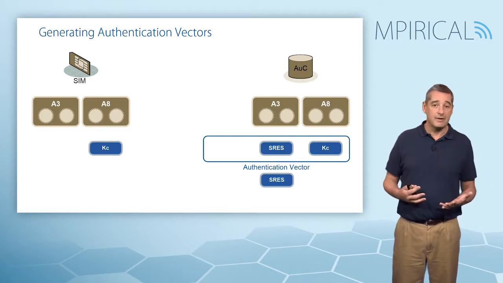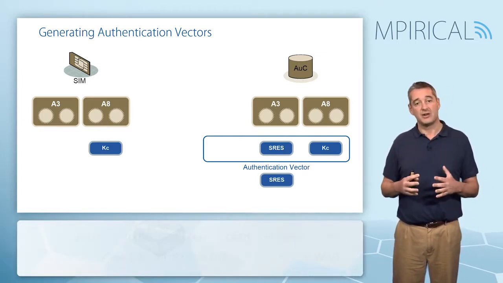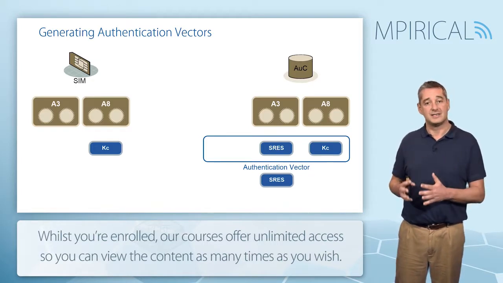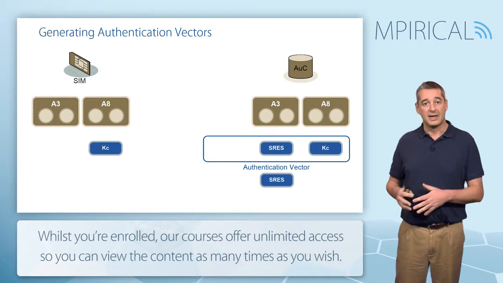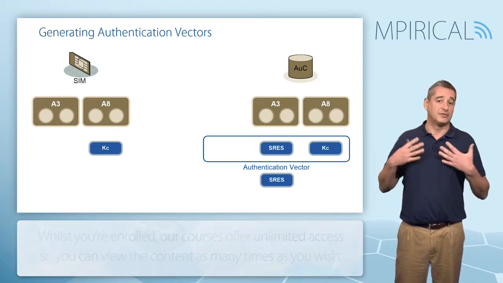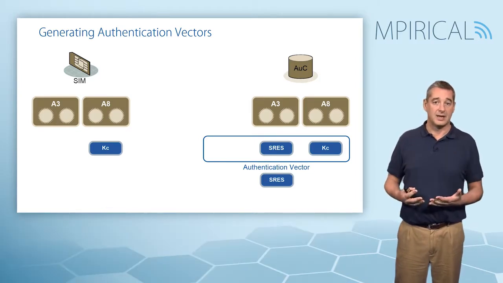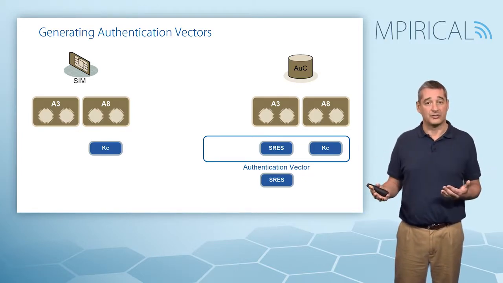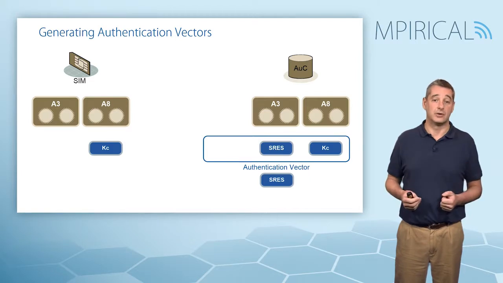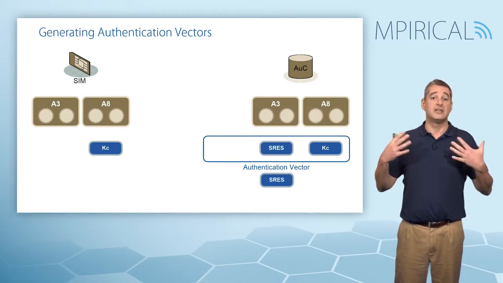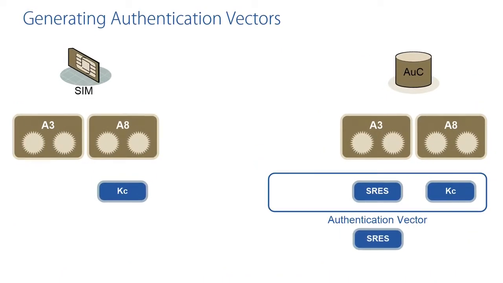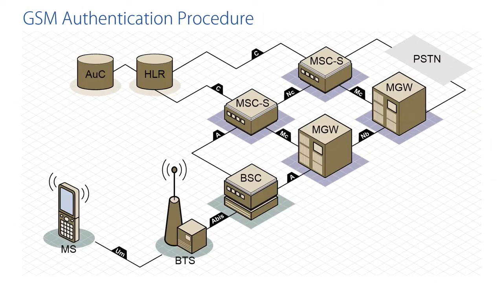And here we will verify that the SRES that was generated on the SIM card is the same as the SRES which was generated in the authentication center. If they are the same, then we will have successfully authenticated. If they are not the same, well, that will mean that either the KI values are not consistent or the A3 algorithms are not consistent. And as these parameters are secret, that would suggest we have an illegal SIM card on the network. So let's take a look at the actual GSM authentication procedure.